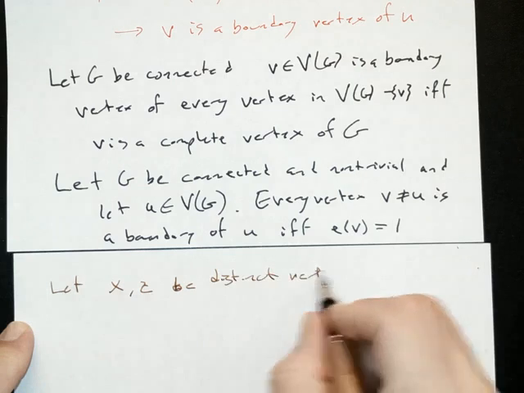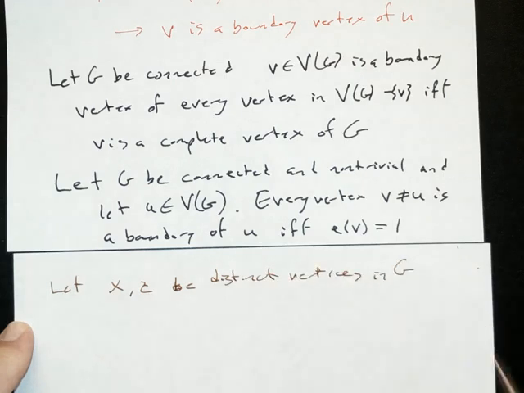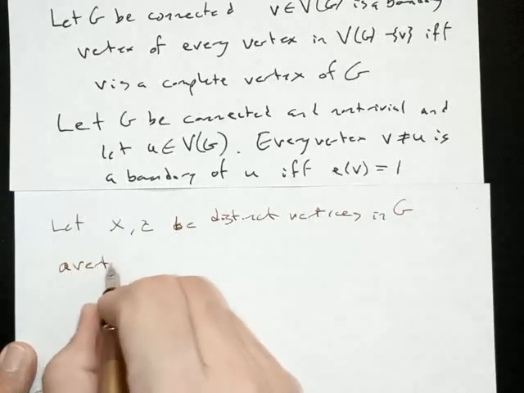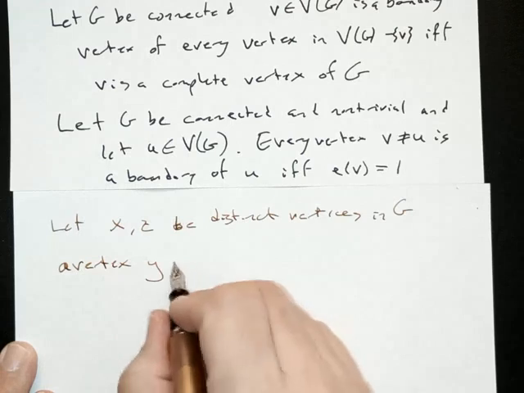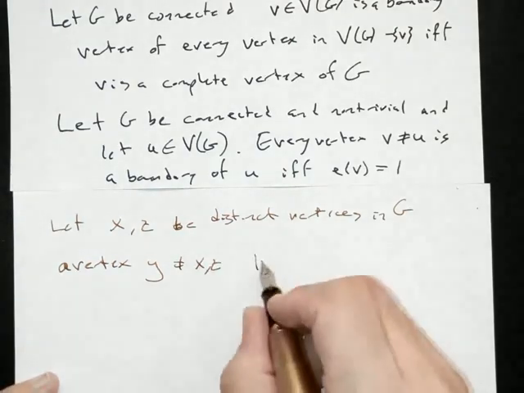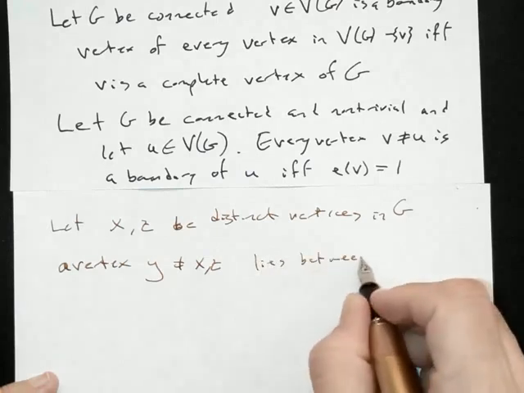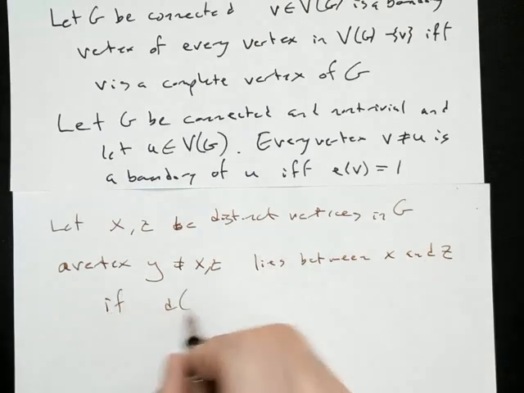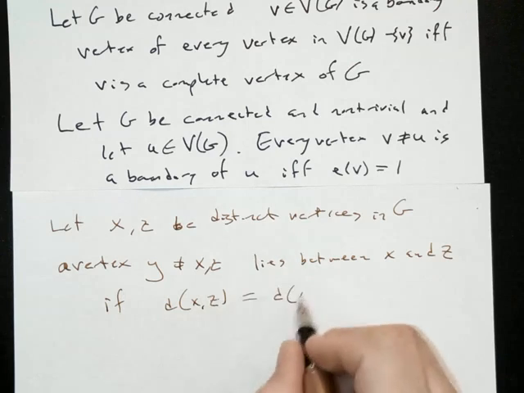So let's take 2 distinct vertices, 2 different vertices in a graph, x and z. A third vertex y, different from both of those, lies between x and z if the distance from x to z is exactly equal to the distance from x to y plus the distance from y to z. Okay, wait a minute.